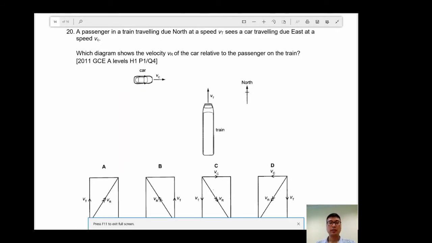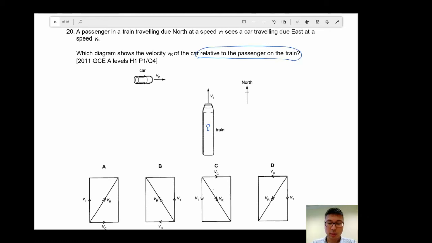Now let's take a look at question 20, which shows an accident about to happen. A passenger in a train traveling due north sees a car traveling due east at a particular speed. Oh no, it's going to crash. Which diagram shows the velocity of the car relative to the passenger on the train? Now, how to do this question? You have to put yourself on the train. That's me now, and I'm watching the car approach. Now, to me, the car is going to come towards me along a diagonal path. Bang! So this is the apparent motion of the car.